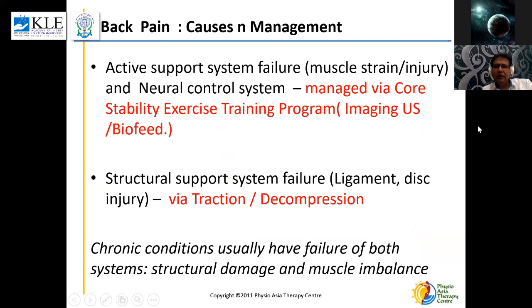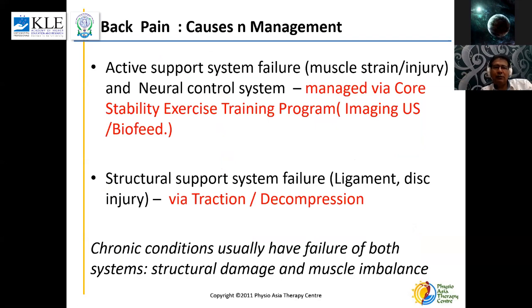Among the causes of back pain, if we look at these three, there is active support system failure. The active support system failure we can manage by getting the patient into a core stability training program.